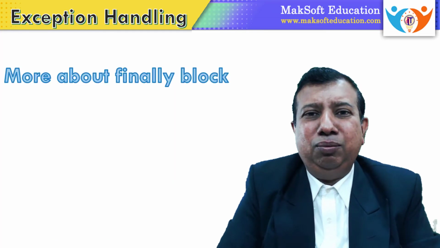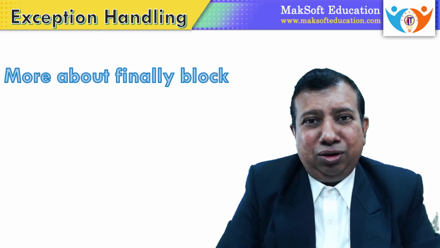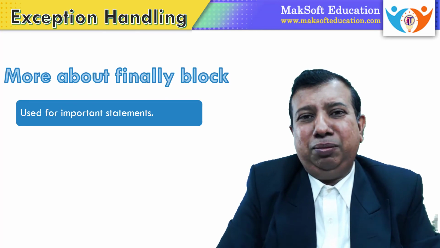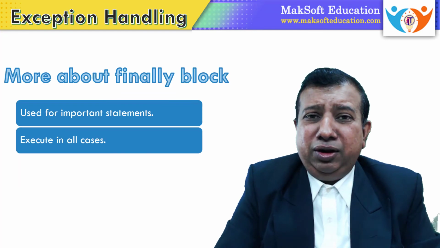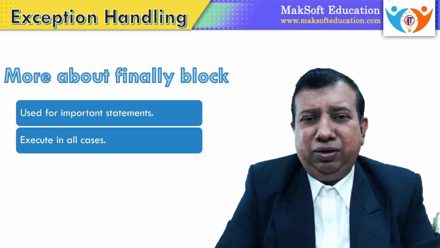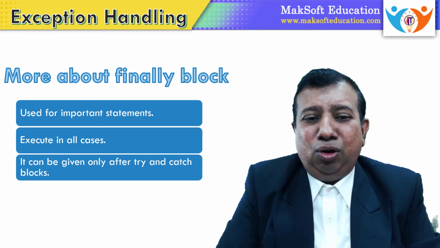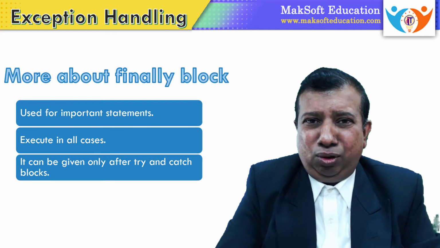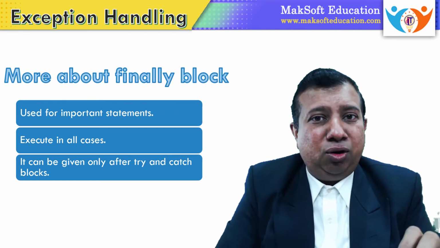So let us have some more details about the finally block. What we have seen till now is that the finally block executes in all cases, and therefore only important statements have to be given in the finally block. One more thing: it will execute in all cases, whether the try block executes or not, whether the catch block executes or not, the finally block will always execute. A finally block can be given only after try and catch blocks. Without try and catch blocks, we cannot write a finally block. Always use the finally block after all catch blocks.